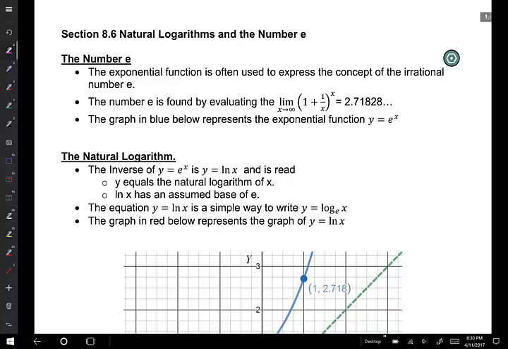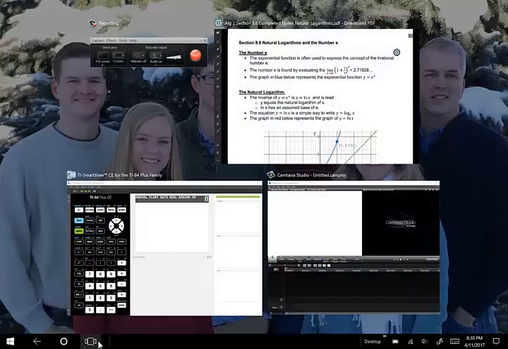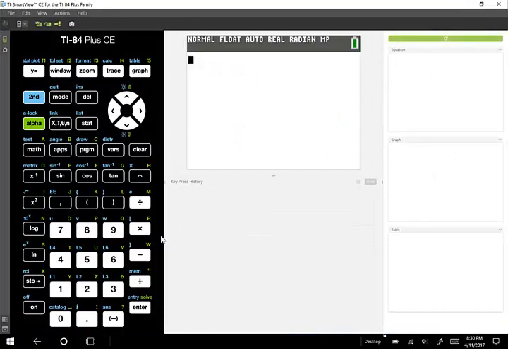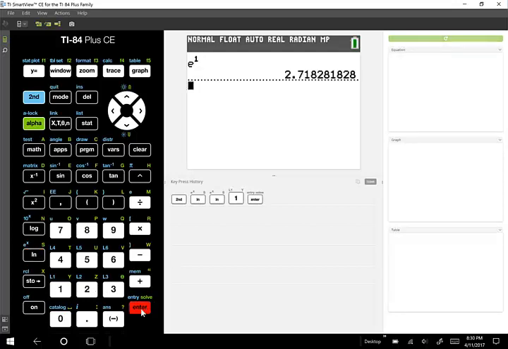Now, what is the number e? It is found by evaluating the growth function of 1 plus 1 over x raised to the power of x, and that equals 2.71828. Just as a general concept, if you go to your calculator and look above the natural log, which is right next to the number 4, you access a second e, and then you raise that to the 1, and your calculator will compute the number e for you. As you can see there, 2.718281828, and it is irrational, and it does keep going.